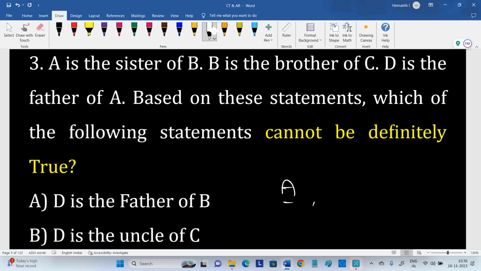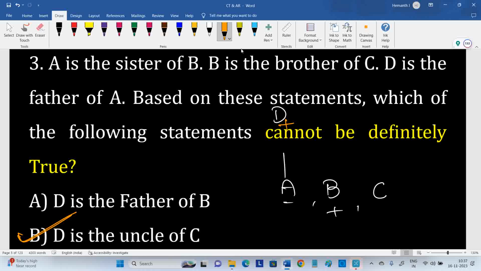A is the sister of B. B is the brother of C. D is the father of A. D is above generation. Now, D is father of all these three people. D is the father of A, D is the father of B, D is the father of C. D is uncle of C is false. A lot of people say D is father of B, correct, they'll go for the first option.